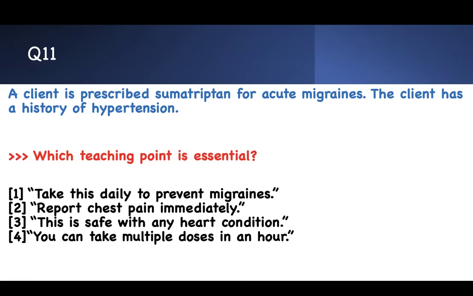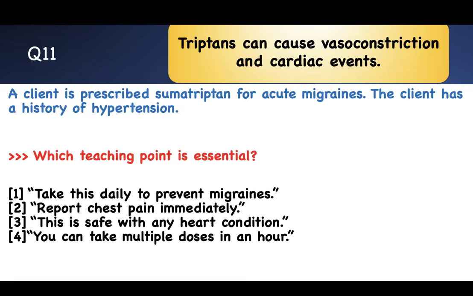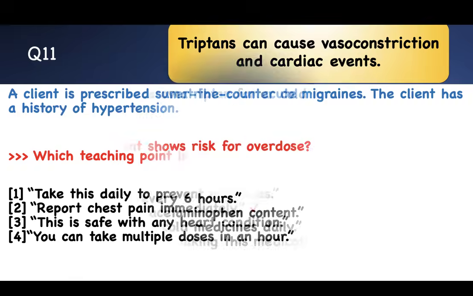Take this daily to prevent migraine. One thing you need to know about Sumatriptan, you don't take it daily because of vasoconstriction. You take it a few hours or after the onset of the problem, that decreases the duration of it, right? Report chest pain is good because you may have ischemia. This is safe with any heart condition. It's not safe. You can take multiple doses in an hour. You should not. So the right answer is 2. So triptan can cause vasoconstriction and can cause cardiac event.